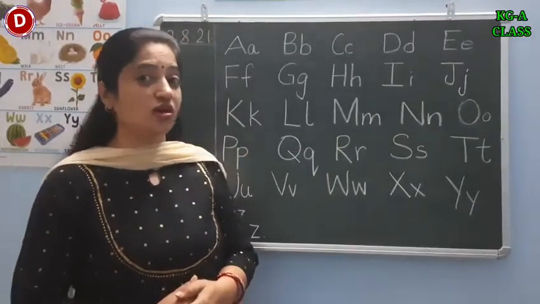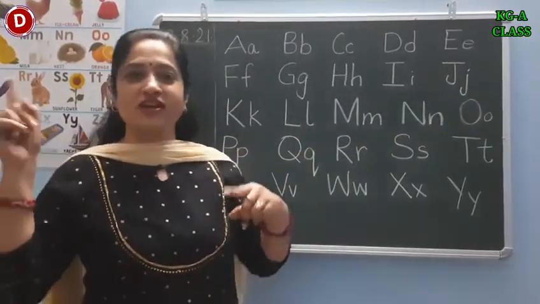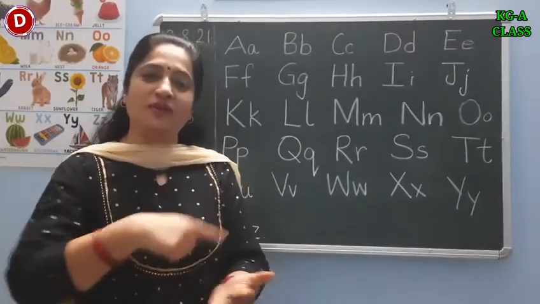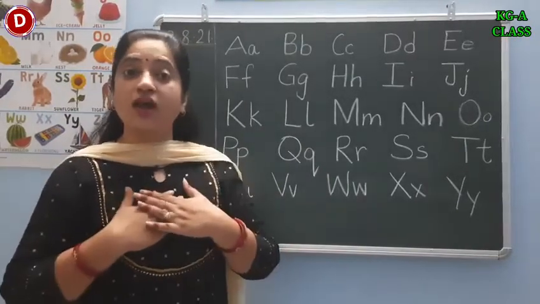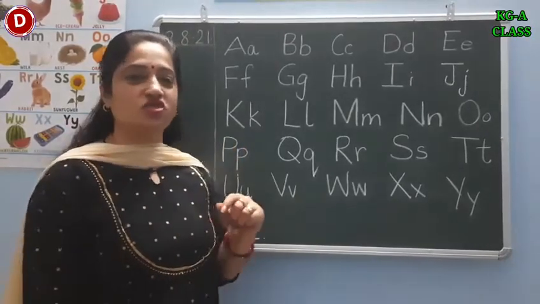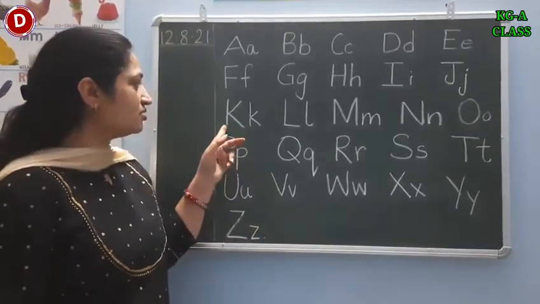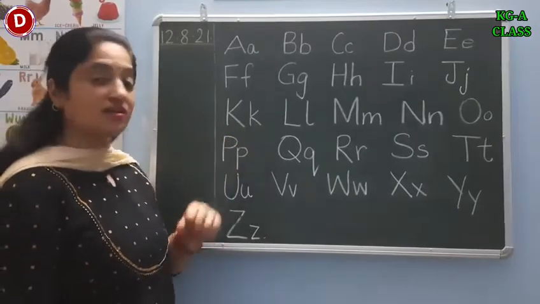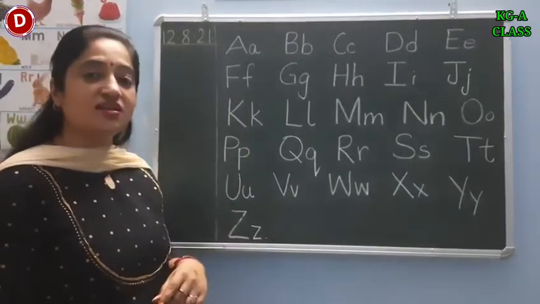J says J. Jelly and jam, jiggling on the plate. Oh, what will I eat with it? J, j, j, j, j. J says J. Now comes K children. This is capital K and this is small k. Kicking K. K says K.